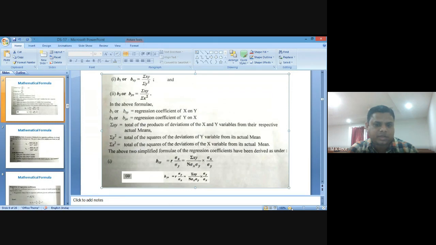So if you modify this formula for regression coefficient, again Bxy equals r into sigma x divided by sigma y, or it is summation of xy divided by n into sigma x into sigma y, into sigma x divided by sigma y. Similarly, for Byx, that is y on x, r into sigma y divided by sigma x, and that equals summation of xy divided by n into sigma x into sigma y. Just note down the formula.